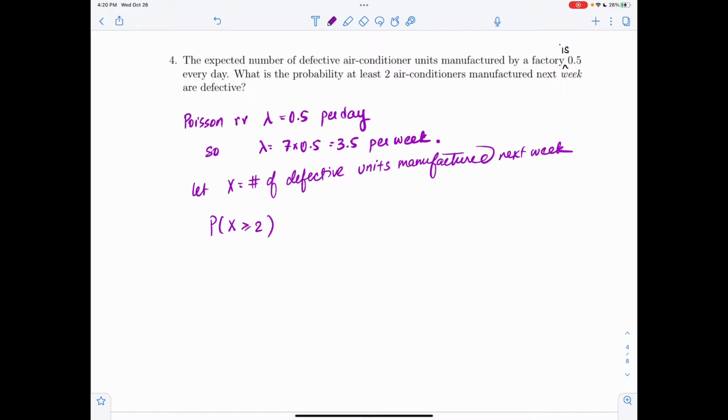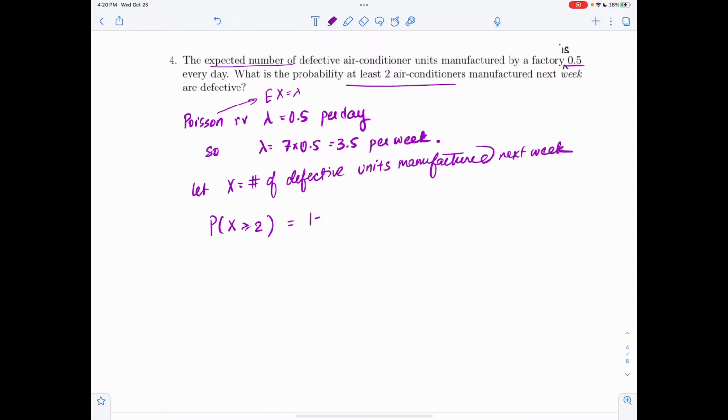One thing I wanted to mention. Why is lambda 0.5? Because for a Poisson random variable, the expected value is lambda. Okay, and we're told that the expected value is 0.5. Okay, anyway, so lambda is 0.5 per day, so lambda is 3.5 per week, and our question is about the next week, so let x be the number of units manufactured next week. The question is, what's the probability at least 2 are defective? So this is what we have.